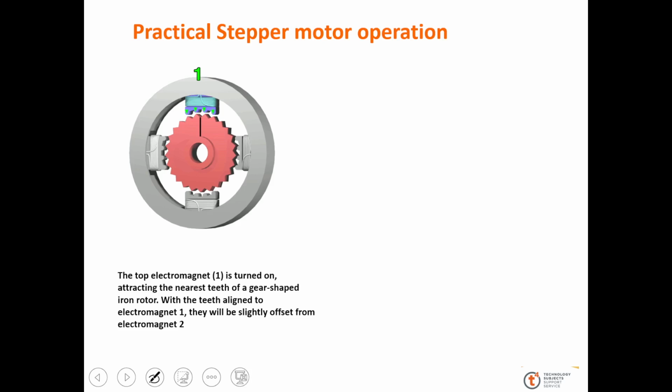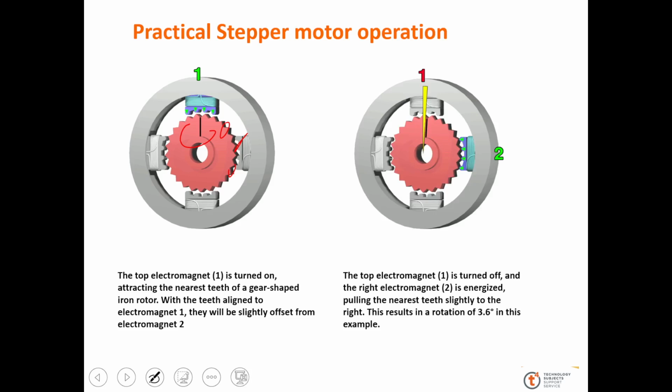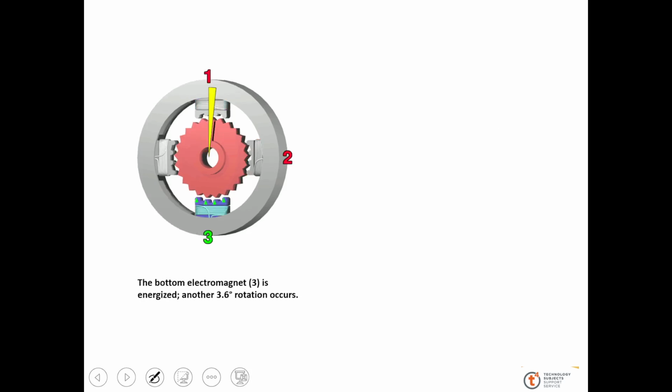So this is the practical stepper motor. See that the top electromagnet is turned on, attracting the nearest teeth of the gear shape. This gear will have either 60 or 66 teeth, depending on the design. The gear has teeth and it will rotate with the electromagnetic field.